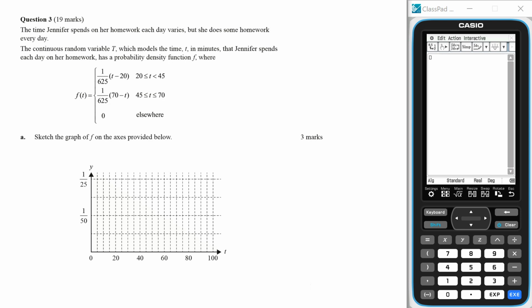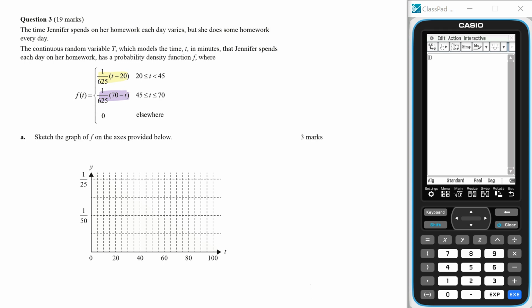F of t is a probability density function defined as a piecewise function, also known as a hybrid function. It contains three sections. The first section is a graph of a positive straight line when t is between 20 and 45. The second section is a negative straight line when t is between 45 and 70. And the third section, f of t, is 0 elsewhere.